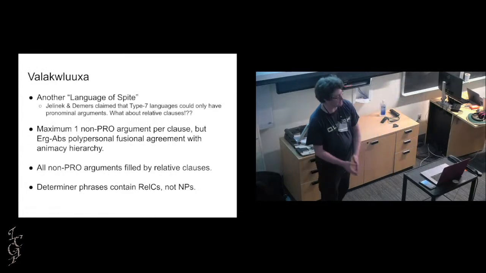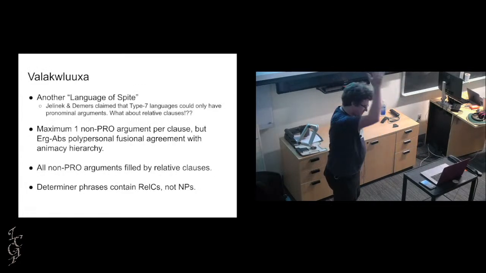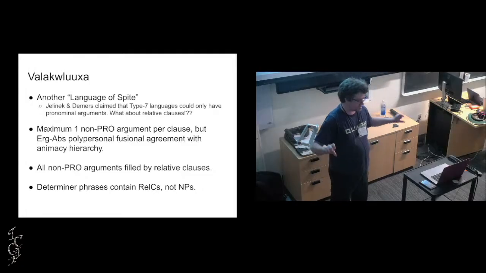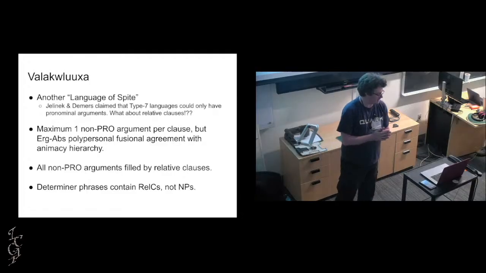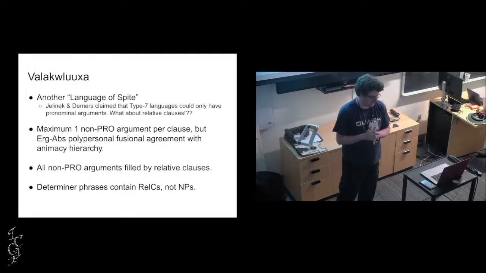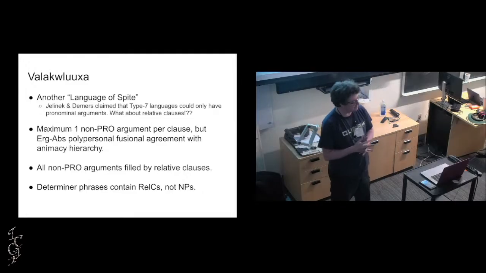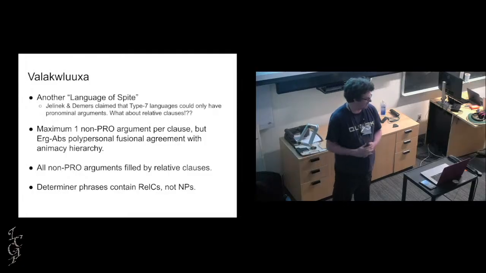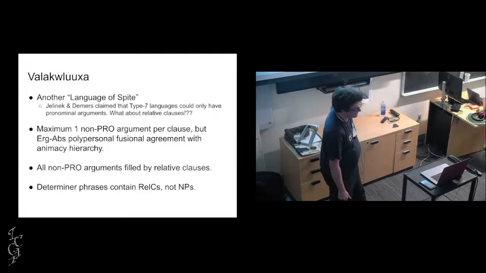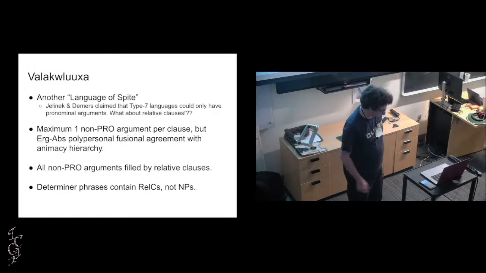Okay, language number 2. This goes all the way to the other end of the spectrum. Valaklusha is supposed to be a pure type 7 language. In this one, Jelinek and Diemers wrote a paper where they had a footnote saying that a reviewer thought that they were being dumb, but no, the reviewer is dumb. And I looked at that footnote and I said, no, the reviewer was totally right, you're being dumb. A language of class 7 type can totally do this thing. So I built Valaklusha to prove it.